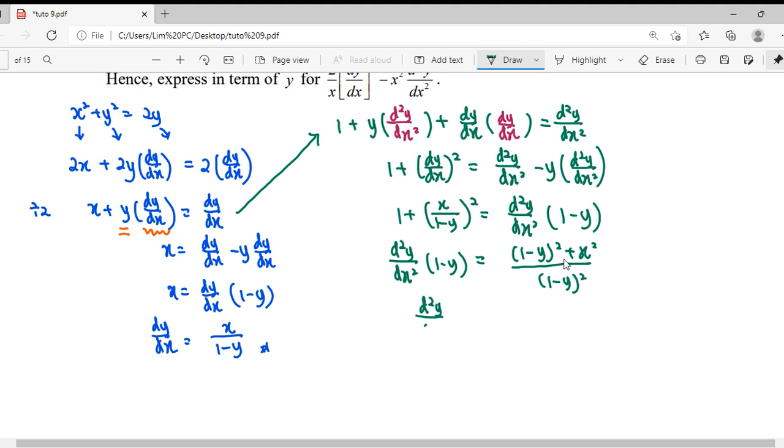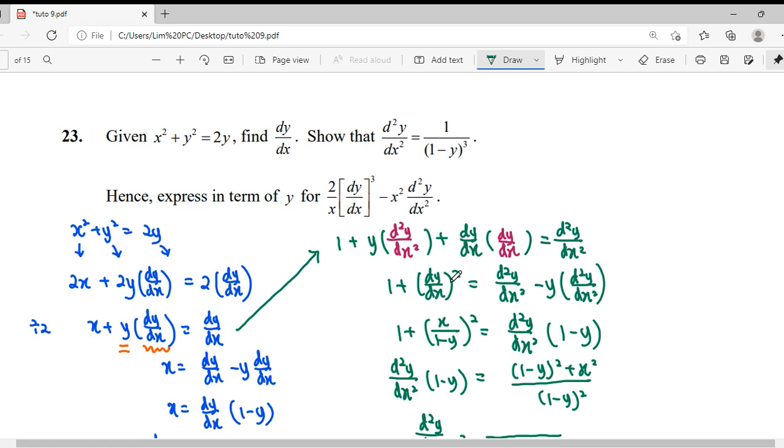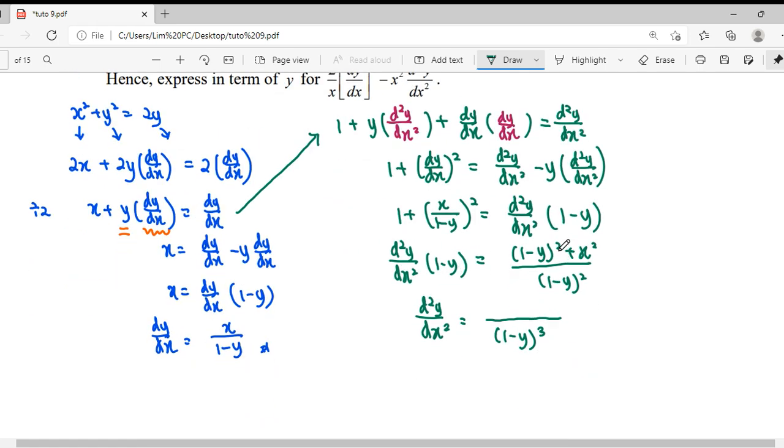So d2y dx squared, we continue. When we move this factor to the right hand side, it will become 1 minus y cubed. At the same time, what can we obtain here? We have to prove it until we get 1. So here we can try to expand. When we expand this square, it will be a squared, then 2ab, and then b squared. So a squared, 2ab becomes negative 2y, then b squared.